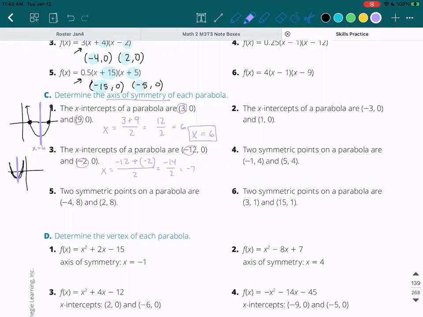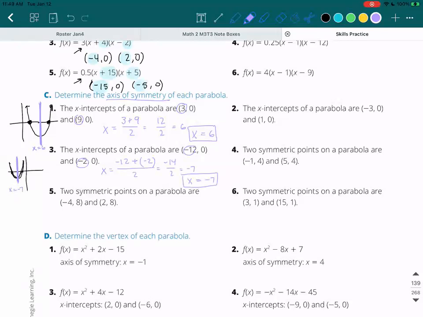Now your answer is not just negative 7, you have to write the equation x equals negative 7, because your axis of symmetry is a line, so you have to have the equation of the line. So it's x equals negative 7.